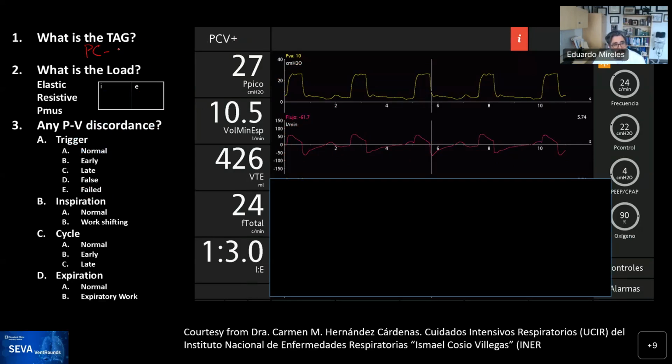It's pressure control CMV, so meaning it's set point. We set all the variables. We set the PEEP, the inspiratory pressure, the frequency, the inspiratory time. So the question for you all is, what is the load and what is the PV discordance?